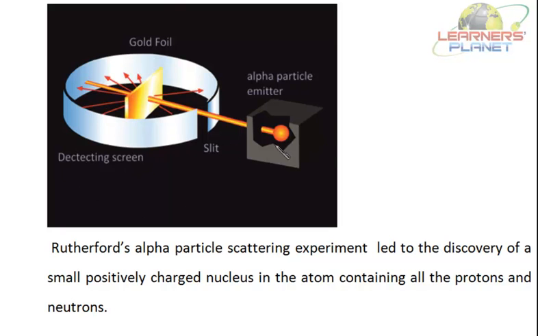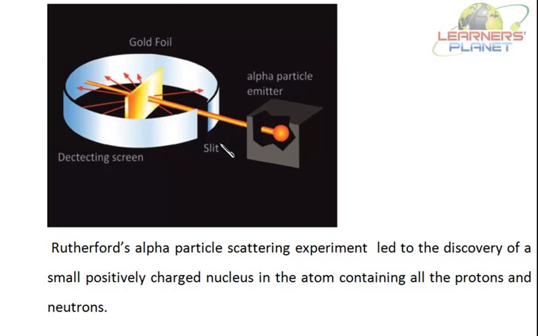You can see over here, this is the alpha particle emitter. An alpha particle is what? It is a helium nucleus consisting of only neutrons and protons. Now alpha particles are emitted. He took a thin gold foil. See, this is a gold foil, and there is a slit over here. The alpha particles produced by this emitter strike the gold foil and the rays were produced. This is the detecting screen.